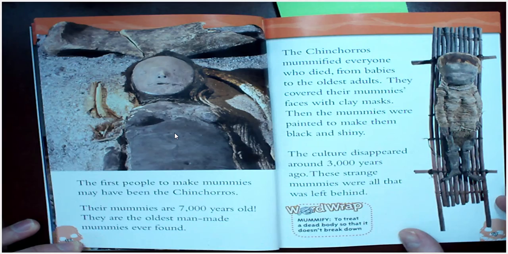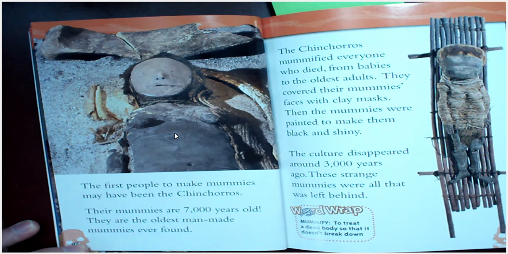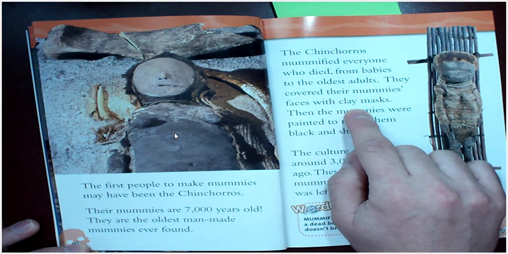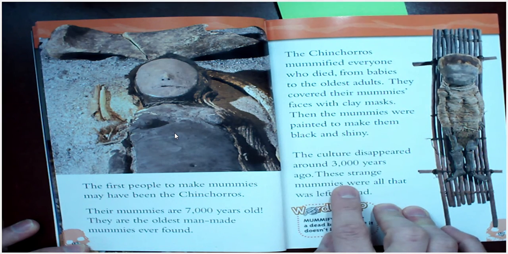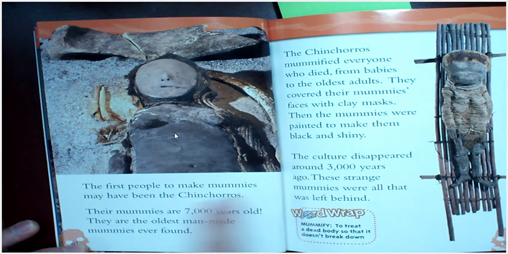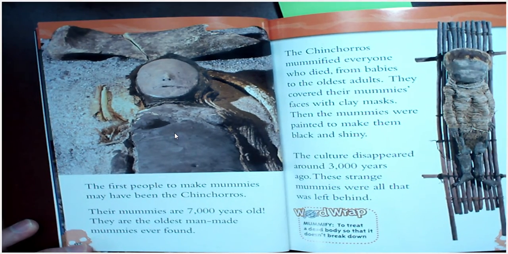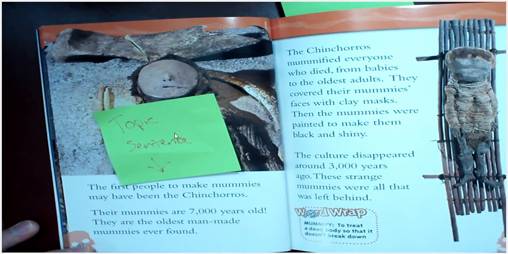So when I look at this, I see two pictures of Chinchorro mummies. They talk about Chinchorro mummies in each paragraph. They talk about how old they are in this paragraph. They're 7,000 years old. They talk about who was made into mummies. And in here they talk about how they are still around, the mummies. So the first sentence might be the topic sentence. It says the first people to make mummies may have been the Chinchorros. And in each paragraph, they talk about the Chinchorro mummies and how long ago they existed. So I would definitely say that's the topic sentence.